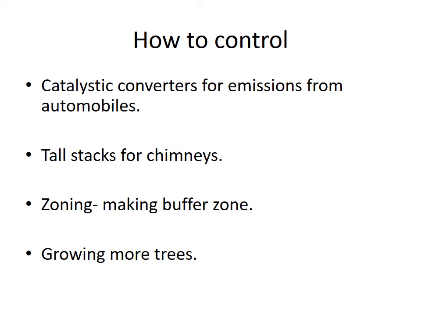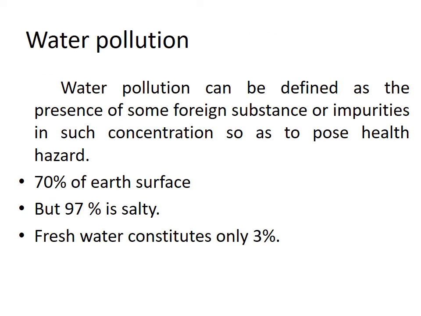Then growing more trees also will control air pollution. Water pollution. Water pollution can be defined as the presence of some foreign substance or impurities such that their concentration can cause serious health hazard. As you all know, 70% of the Earth's surface is filled with water. Out of the 70 percent, 97% is salty, and fresh water constitutes only 3%.